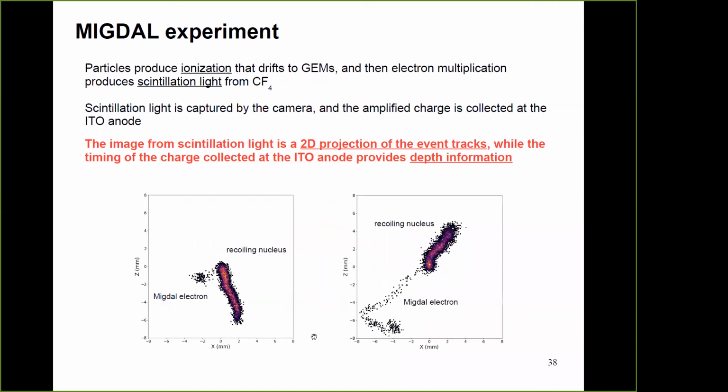And with that, the image that we plan to see in the camera, in the scintillation light, is like this. So one strong signal from a recoiling nucleus, and then a Migdal electron track that goes in the other direction and forms a vertex, you can see the vertex here. And we plan to be able to identify that and tag it as a Migdal event.